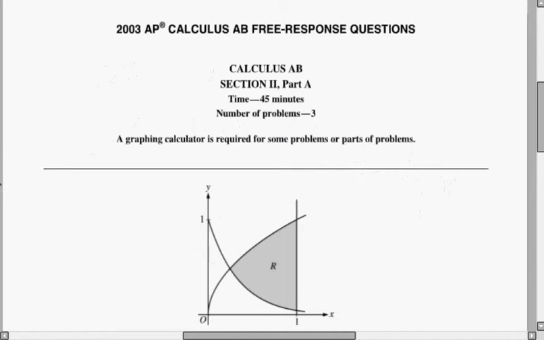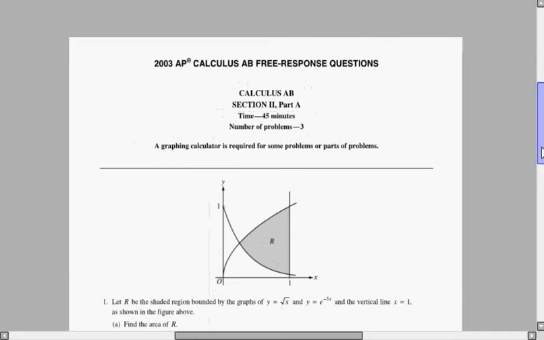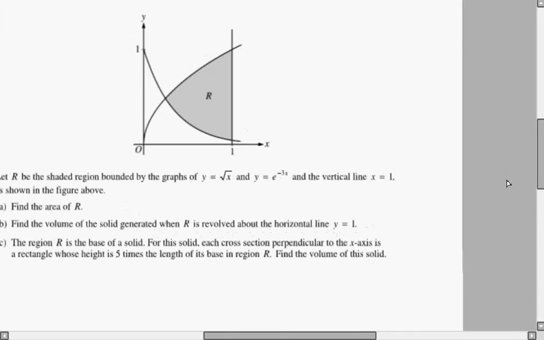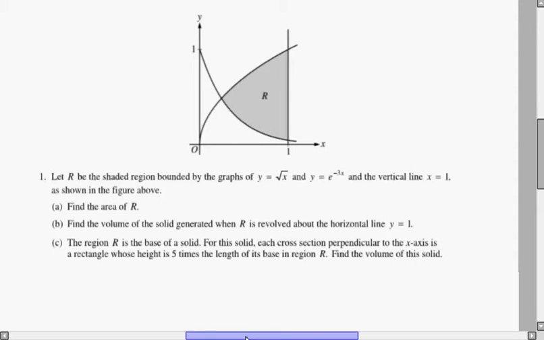So this question is a calculator problem, and it says let R be the shaded region bounded by the graphs of y equals root x and y equals e to the negative 3x, and the vertical line x equals 1 as shown in the figure above. And it asks you for three things, which I will go more into depth later. So let's get started.